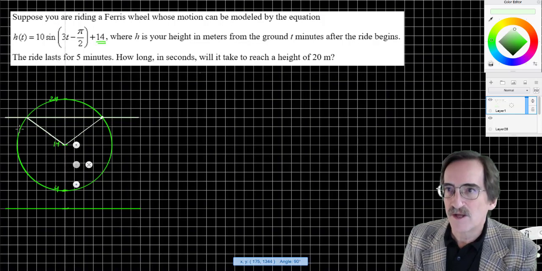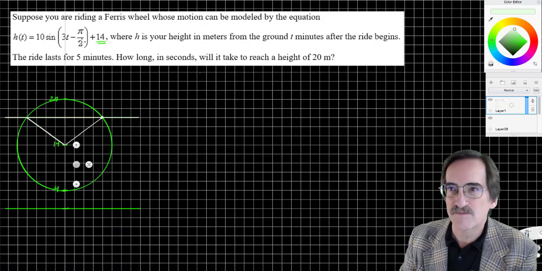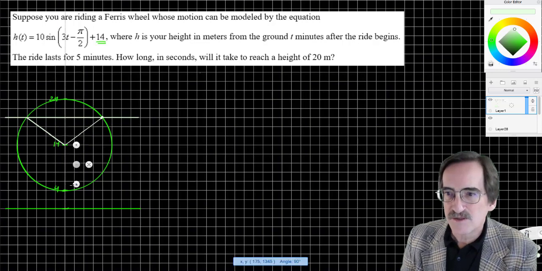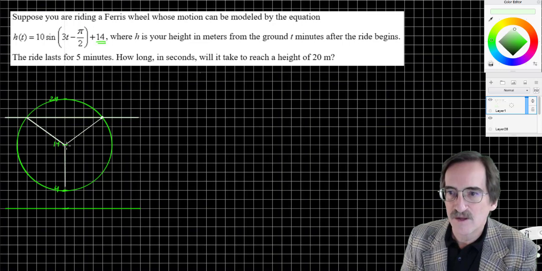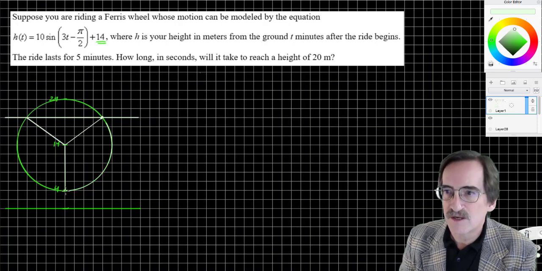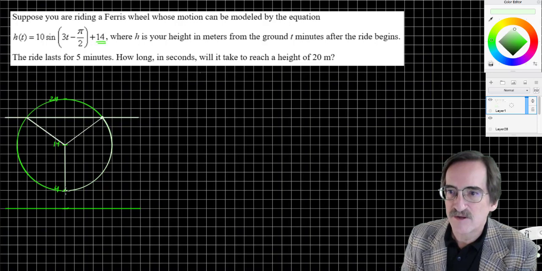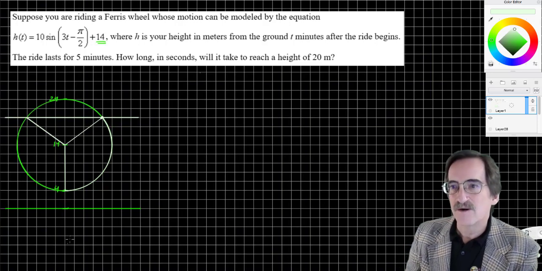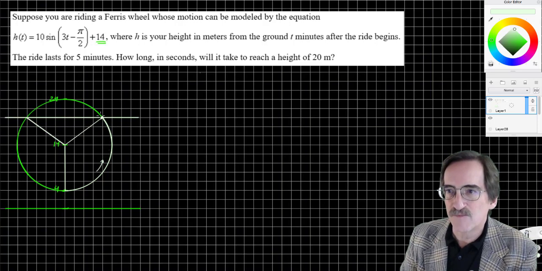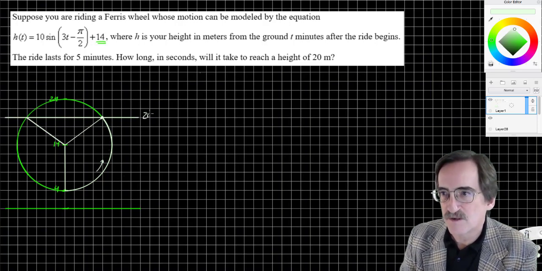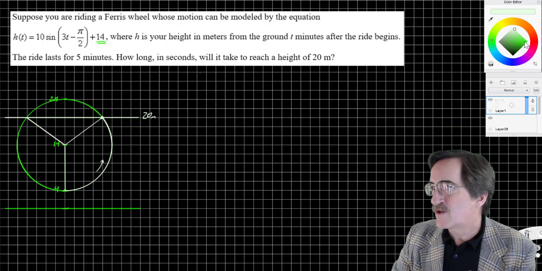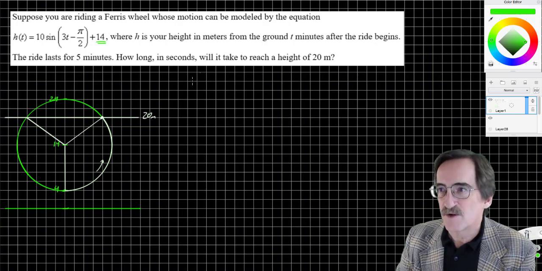Now at t equals 0, it's going to be starting at negative pi over 2. So the sine rotation here is going to be straight down. And so basically, I'm just clarifying the problem here, we're asking for how long it'll take for the Ferris wheel to travel this path, to end up right here at 20 meters. Okay? To do that, it's simply a matter of solving this equation. H of t equals 20 meters.